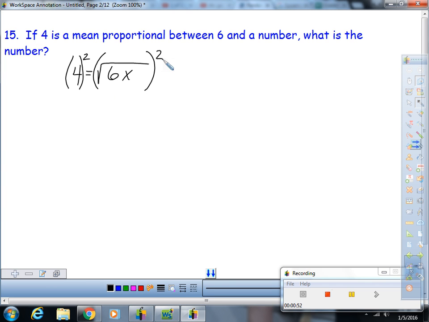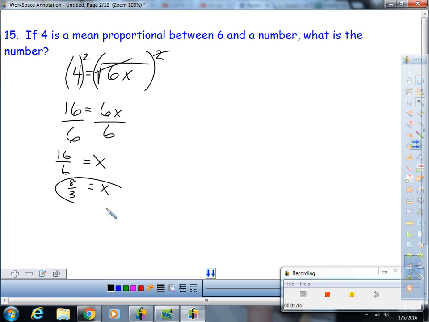Okay, so I get rid of square rooting by squaring. So that gives me 16 is equal, this square cancels that square root sign. So 16 is 6x, divide up each side by 6, and you get x is 16 sixths, which is better written as 8/3 or 2 2/3. Okay?